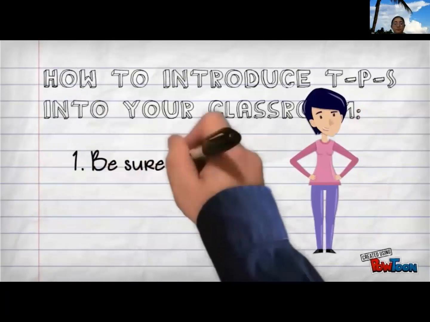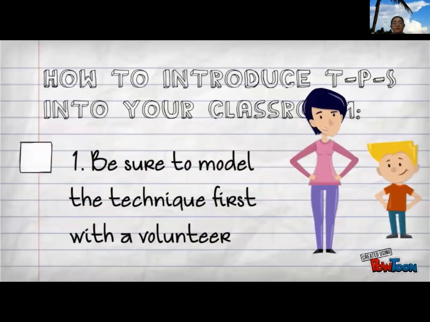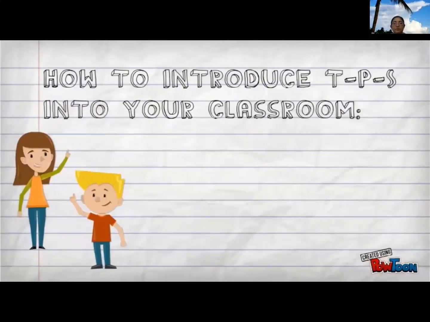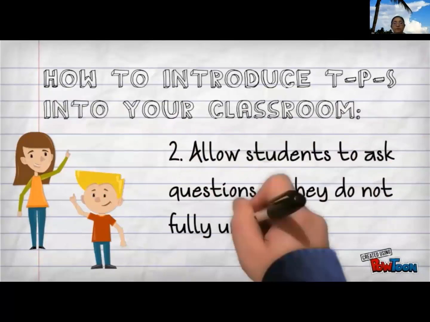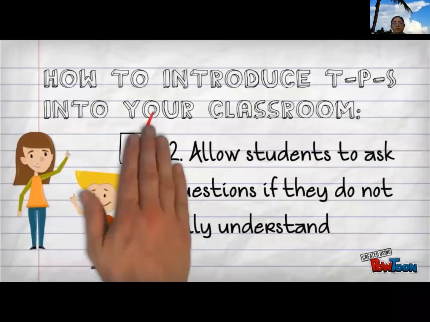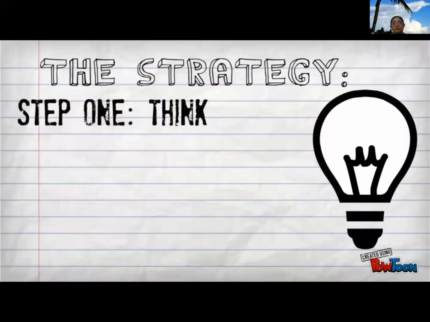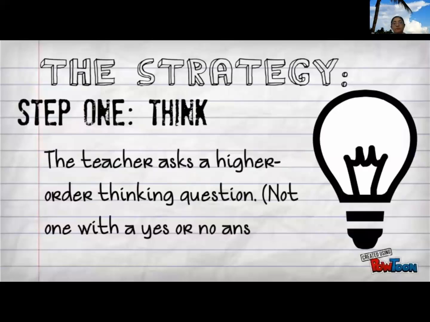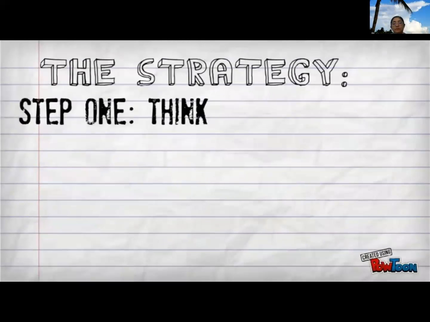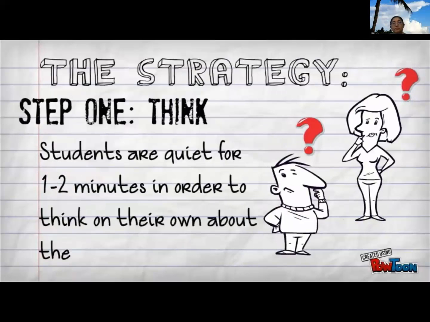In order to introduce Think, Pair, Share into your own classroom, be sure to model the technique first with a volunteer. Allow students to ask questions at this time to ensure that they fully understand how it works. The strategy itself involves 3 steps. Step 1, think, begins with the teacher asking a higher order thinking question. Then, students are quiet for a minute or 2 so that each can think on their own about the question.